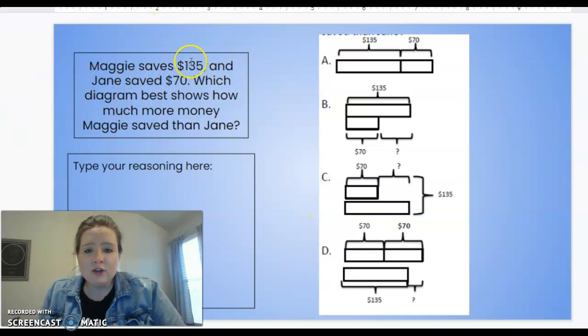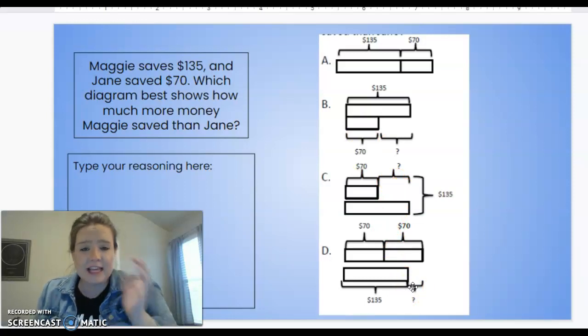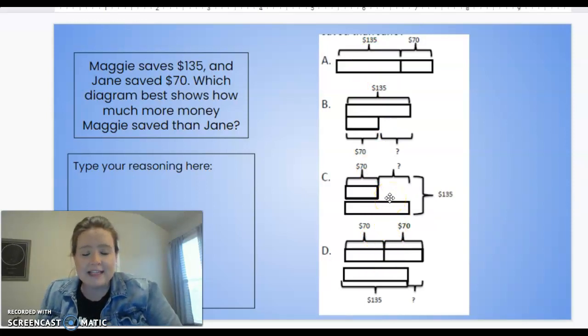Maggie saves $135 and Jane saved $70. Which diagram best shows how much more money Maggie saved than Jane? Okay, so this problem, you have different strip diagrams being represented, and they're not looking for an answer. You're not solving this problem. Think of this as the understand part of your UPS check. That's what you guys are doing here. You are picking out which one of these answer choices is the understand part of your UPS check, okay? Which one represents how to solve this problem? We're not solving it. I just want the one that sets up the problem.